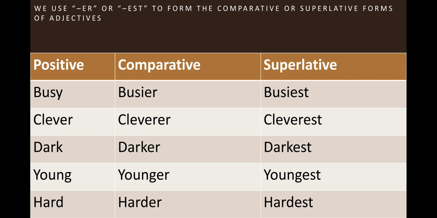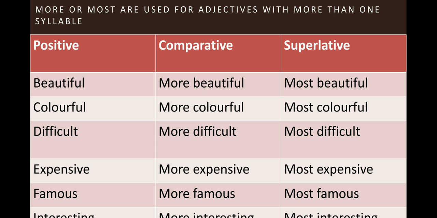But this is not what happens in all the cases. This is usually what happens when you have adjectives that are regular or don't change their form when they are changing degree. Now, sometimes we add more or most when we are making the comparative and superlative forms of some adjectives. And this happens especially when the adjectives have more than one syllable, okay? Have more than one syllable.